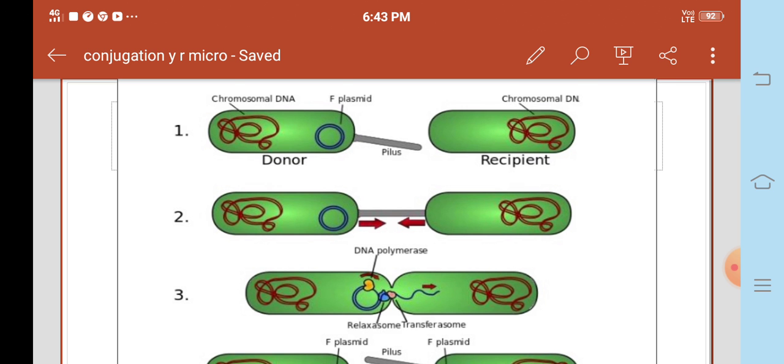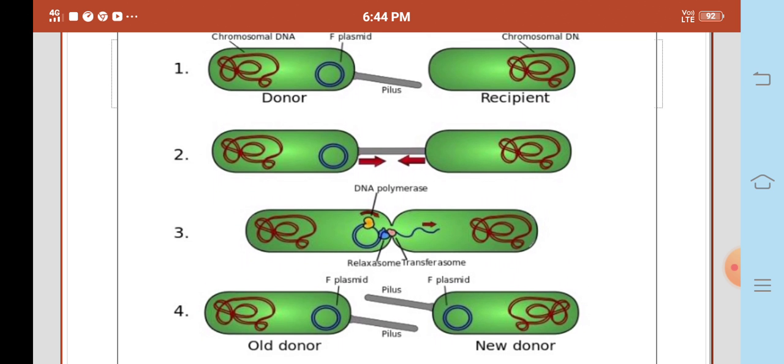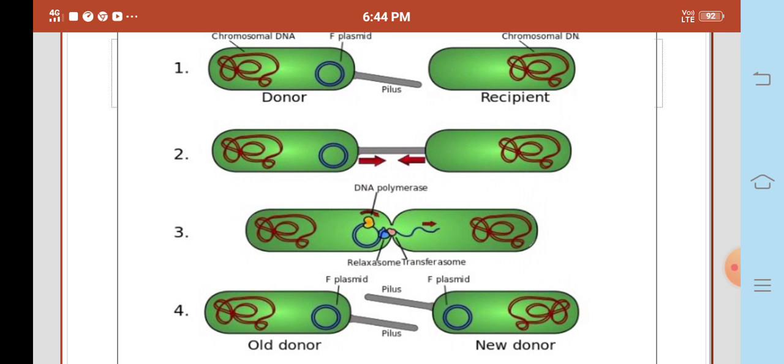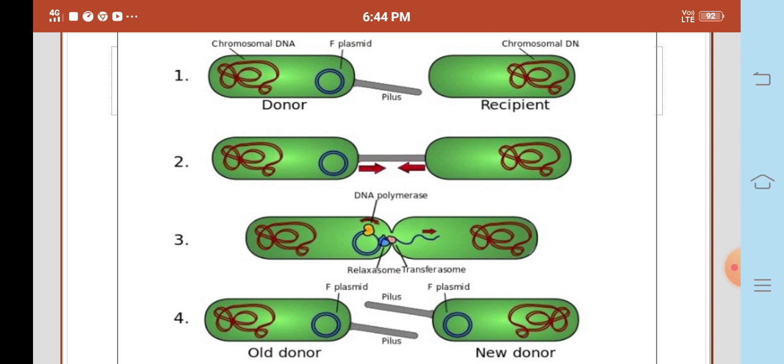Next one, in the third one, relaxosomes, transfersomes and also DNA polymerase enzyme. In the third part, we are observing the DNA, the genetic material, transferring from one cell to another cell, donor to recipient.